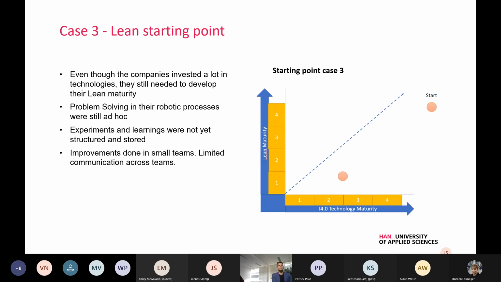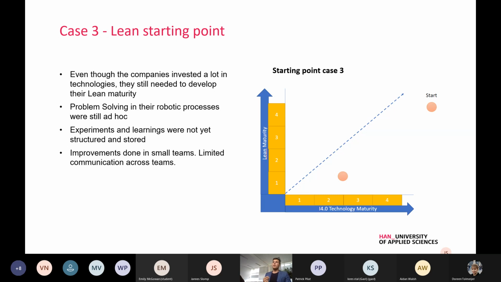But what was interesting is that even in this company, which is growing really fast, their lean maturity was also quite locally adopted. In this specific case, we looked at the robotic system and robotic processes. And the problem solving in that process was really actually ad hoc. Their CEO also mentioned this, that he wants to invest in a more structured way of problem solving related to those robotic solutions.